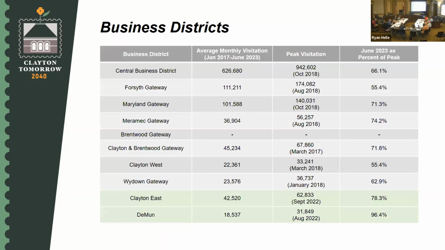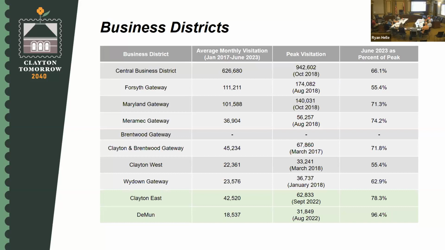So here you did look ahead. So part of what we did is a visitation analysis to understand how many people are really moving through these business districts every day. We've talked a lot about how Clayton sees really high lease rates for a lot of the spaces, but that doesn't necessarily translate to a lot of people, especially in the office space environment.